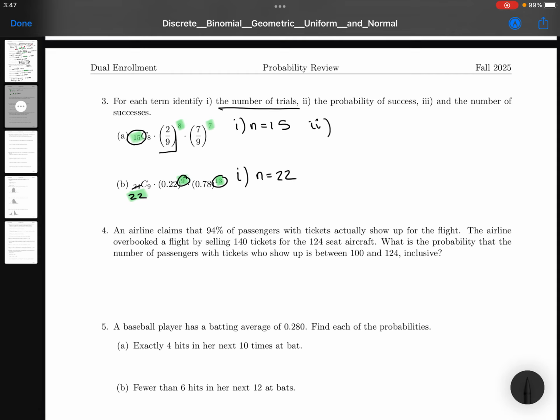The probability of success is 2/9. And for part B, 0.22. And third, the number of successes, 8 and 9. That's our random variable X.